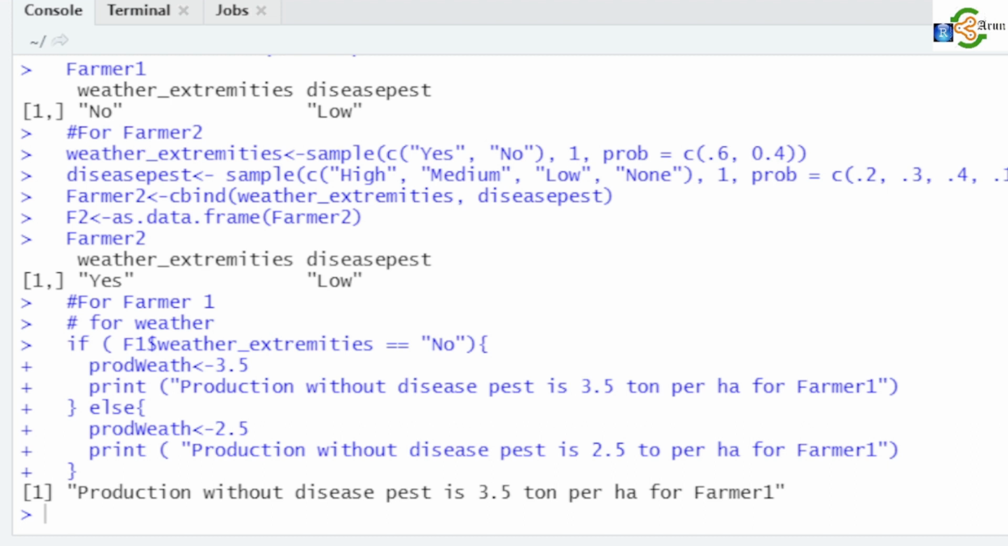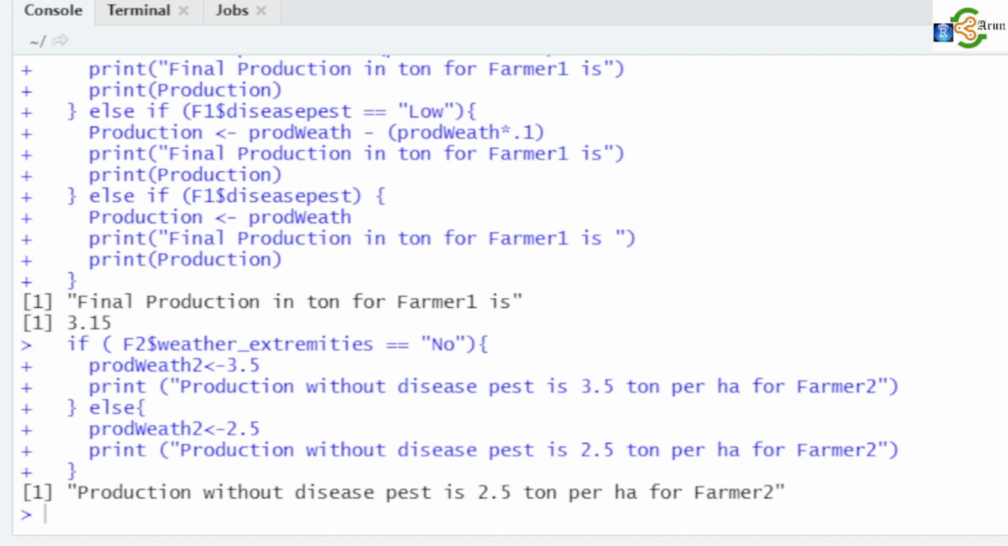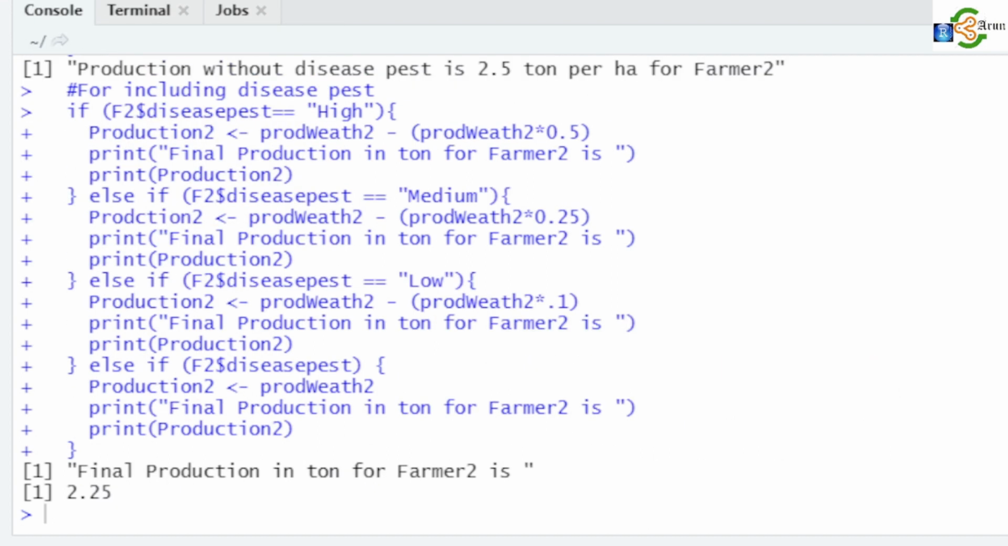Okay, you can see here from the simulation result that production without disease or pest is 3.5 ton per hectare. The final production for farmer 1 is 3.15 ton per hectare. What about farmer 2? The final production for farmer 2 is 2.5 ton per hectare.